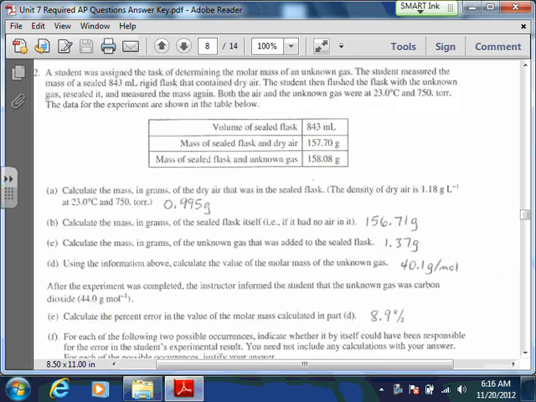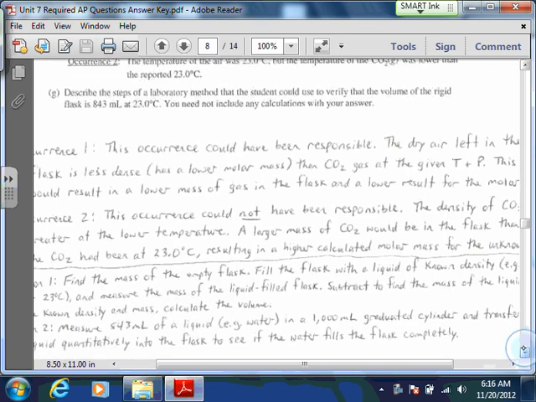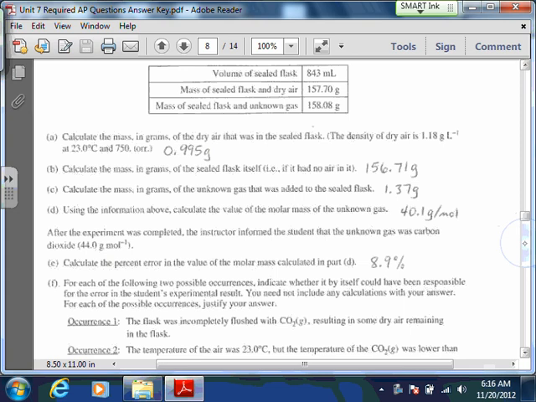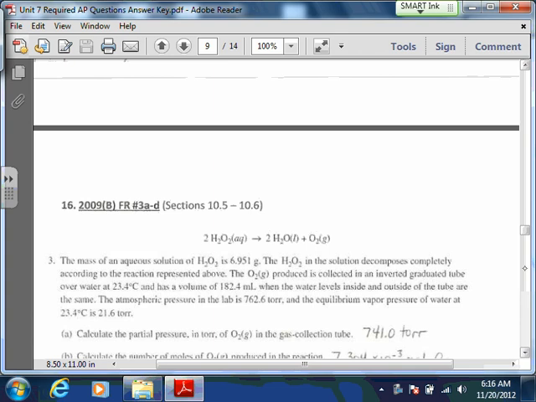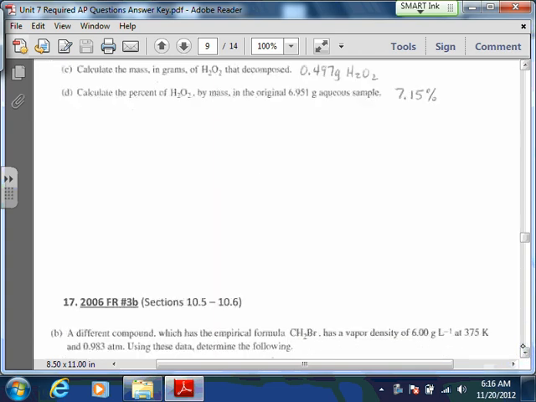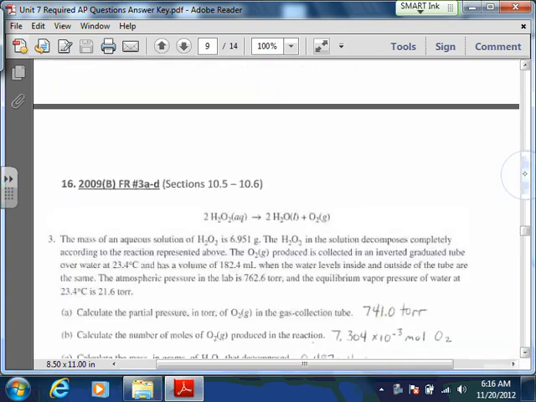Then calculate the percent error in the value of the molar mass. Okay, I think you guys can do that because basically you're just comparing that to the value we found in part D. And then I think the rest of this is fairly self-explanatory in the explanations themselves. Okay. Now this next one down here, there's one tricky part on this one.